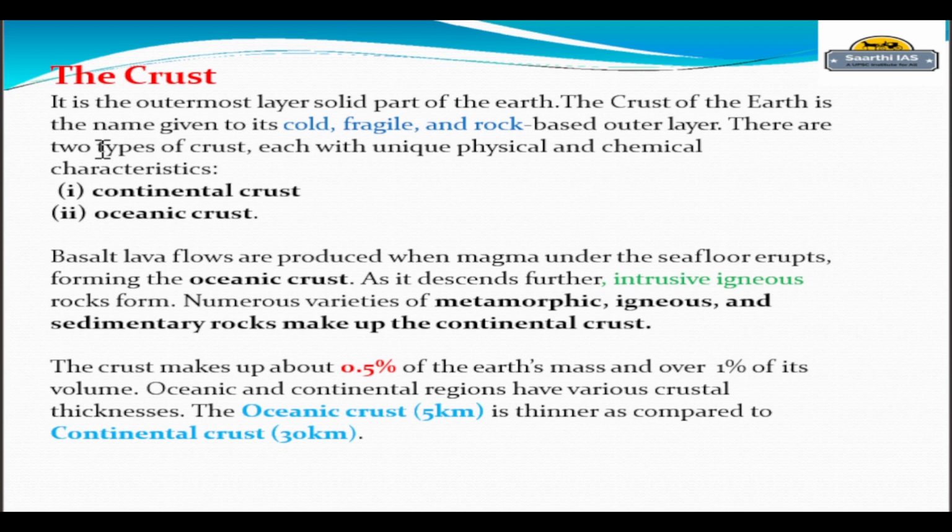The upper part consists of granitic rocks and forms the continents, and the other part contains basaltic rocks, which make the oceanic crust. I am repeating once again that the granitic rocks form the continents, and the basaltic rocks make the oceanic crust. It is the outermost solid part. The crust is the name given to the cold, fragile, rock-based outer layer. And the crust is again divided into two parts.